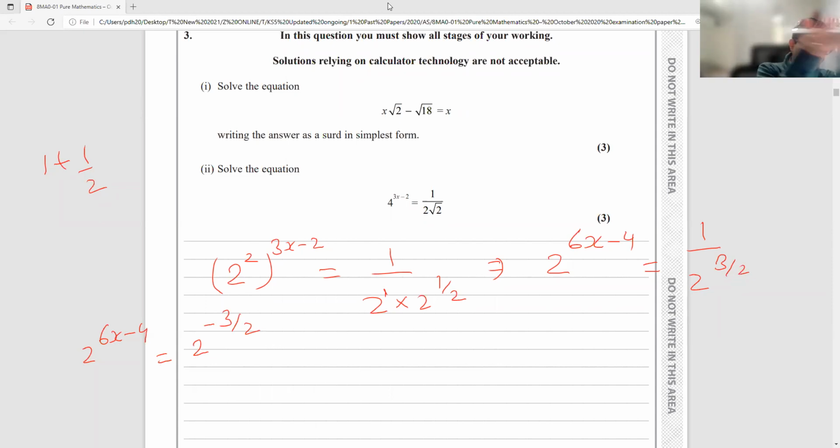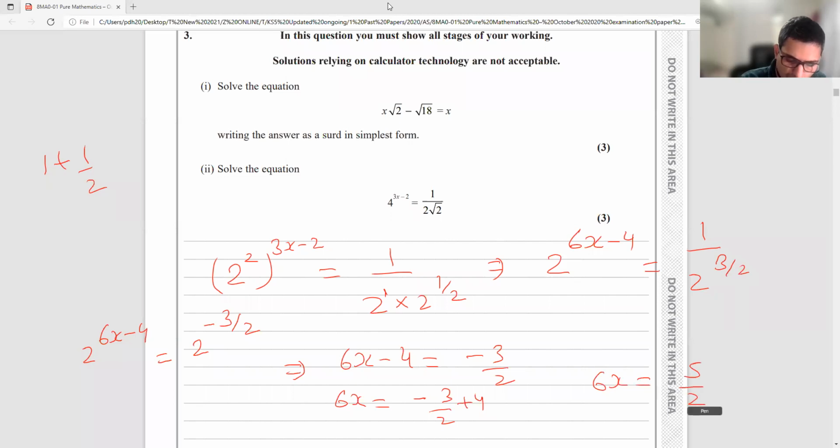Now look at me here, guys. When we say the base is the same, it means the top part is going to be the same, which implies that 6x minus 4 is equal to minus 3 over 2. 6x equals minus 3 over 2 plus 4. 4 times 2 is 8 minus 3. 8 minus 3 is 5 over 2. To find x, we divide by 6. We get x equals 5 over 2 times 1 over 6, which is 5 over 12, which I think most of the people got as the answer.